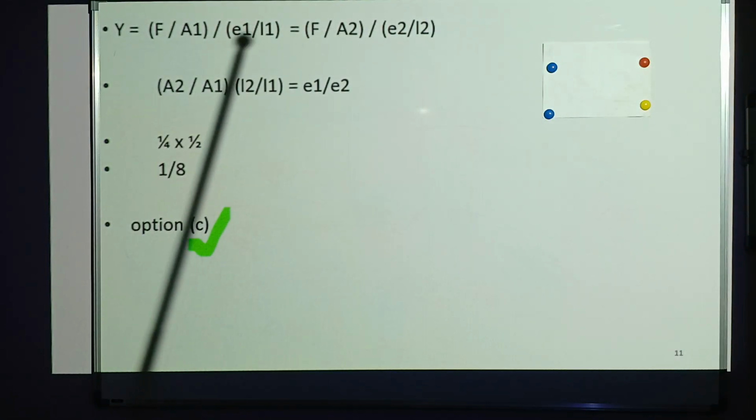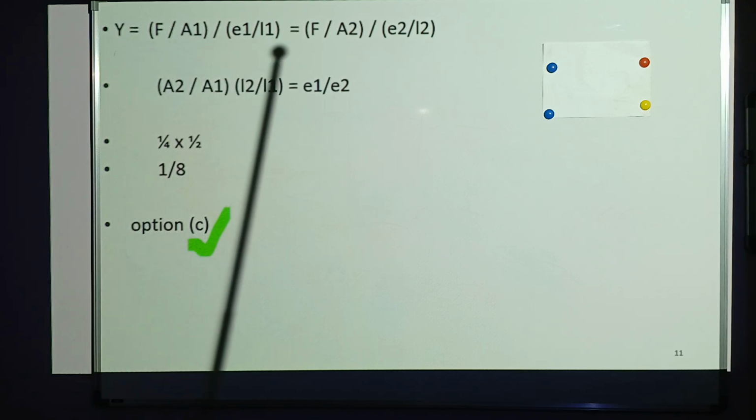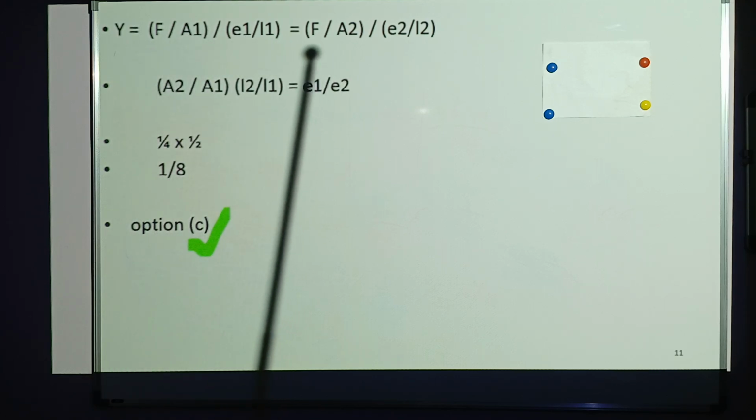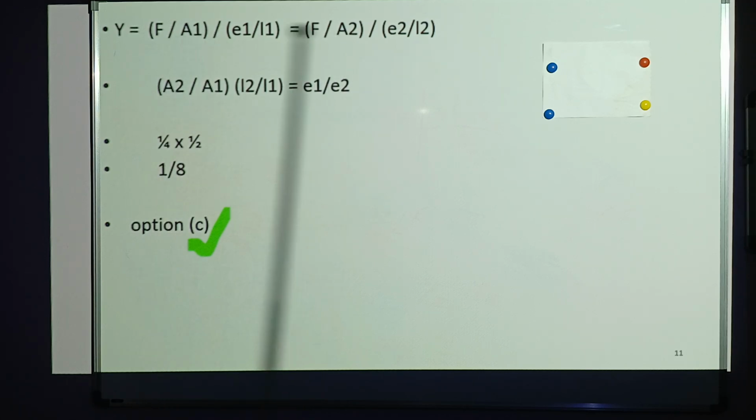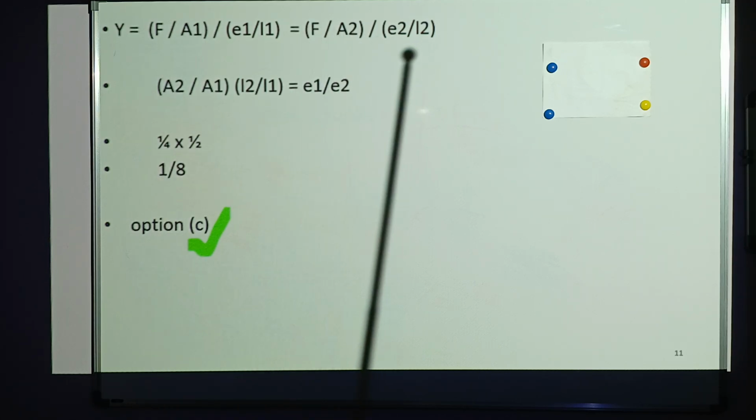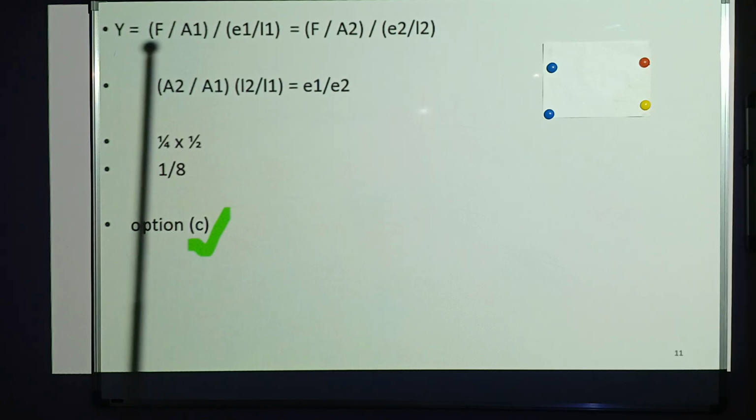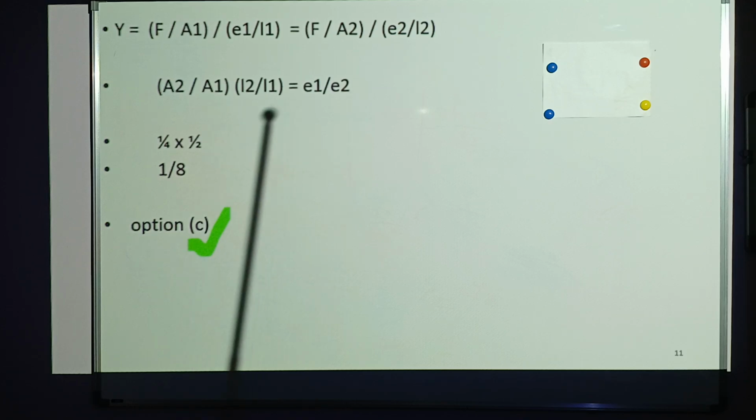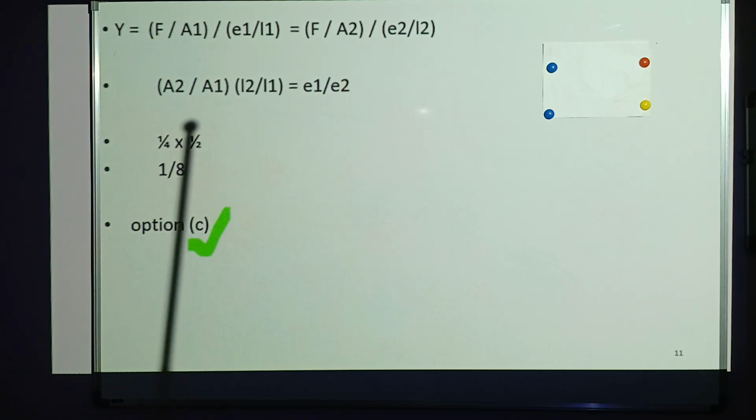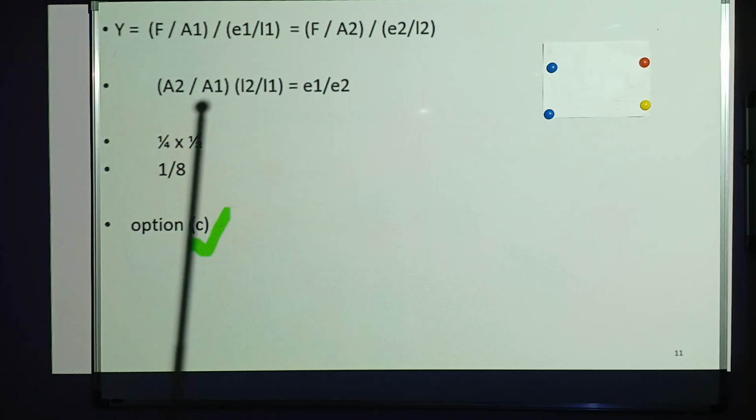Young's modulus, stress by strain, for the first wire, F by A1 and E1 by L1. Second wire, Young's modulus is same because same material, and force is also same, so same F. A2 is different, and elongation E2 and L2 are different from the first one. So from here, I can write E1 by E2 as this ratio. So these values are given. Diameter ratio is given, so then I can get the area ratio as square of that diameter ratio. Option C.